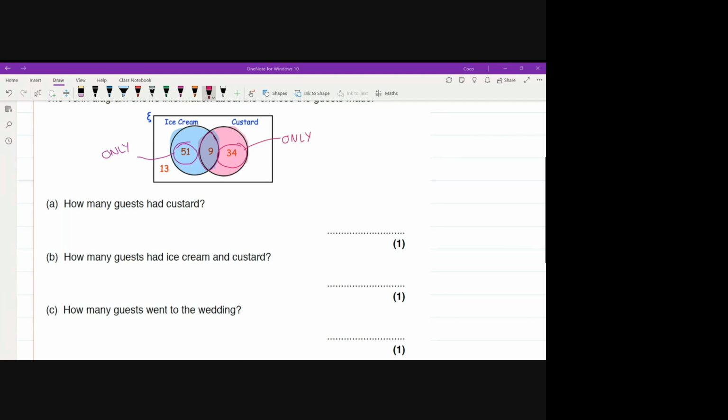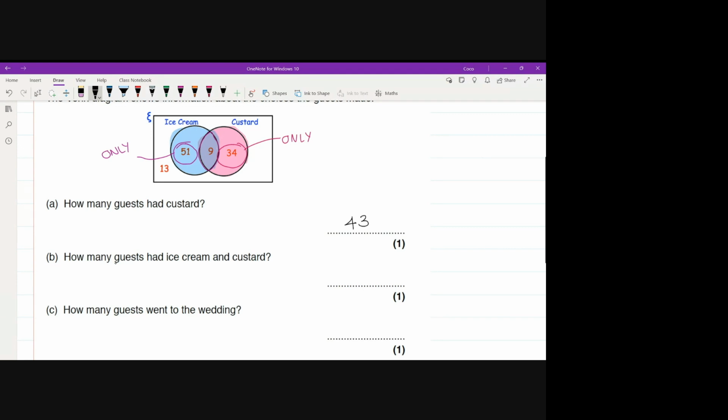Now, let's look at the questions that they've asked us over here. They say, how many guests had custard? Not custard only. How many guests had custard? My question now is, do we count the people in the middle? I think so. Why do we say so? Because did they actually have custard? Yes, it's just that they also had ice cream. So how many people had custard? 43. We need to take the 34 plus the 9. So 43 guests had custard.